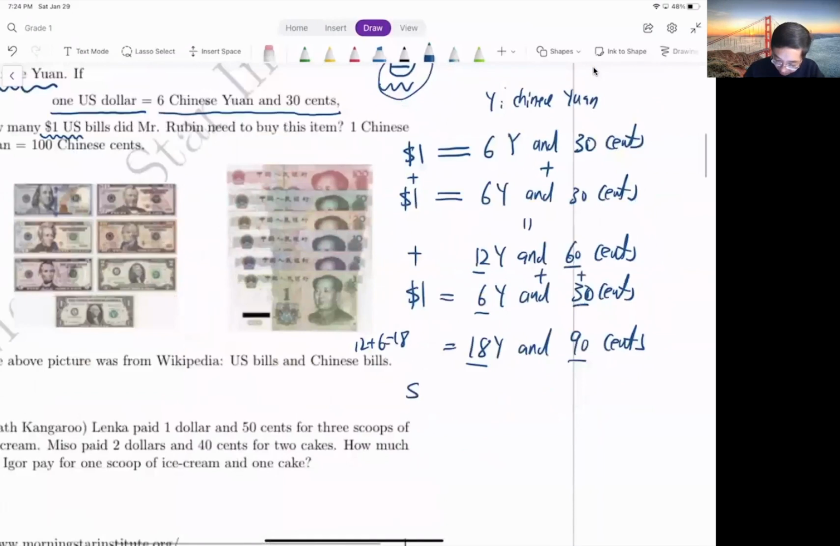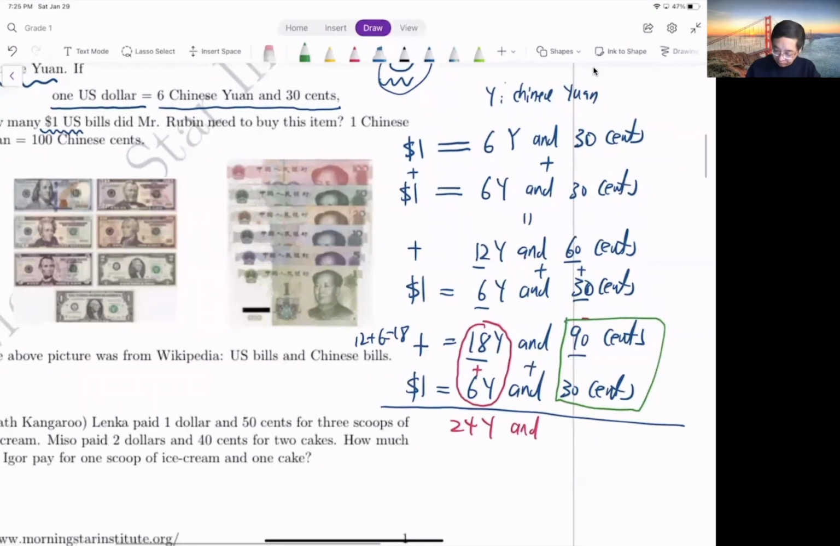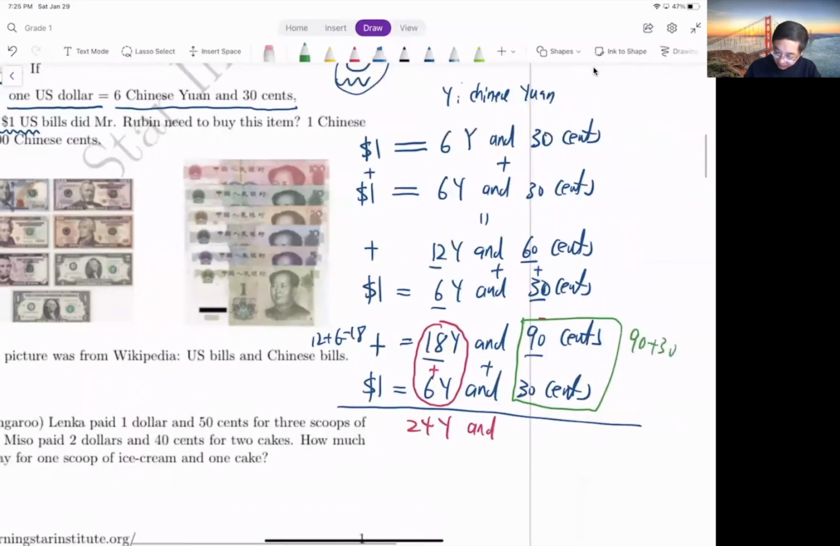Okay, then one more. So it's one more 6 Chinese yuan and 30 cents. Okay, let's see whether we get enough. Here is the 18 Chinese yuan plus 6 Chinese yuan, which is 24 Chinese yuan. And then let's see the cents part. So this will be 90 cents plus 30 cents is 120, right? Because I can split this as 10 plus 20, 90 plus 10 is 100, and plus 20 is 120.